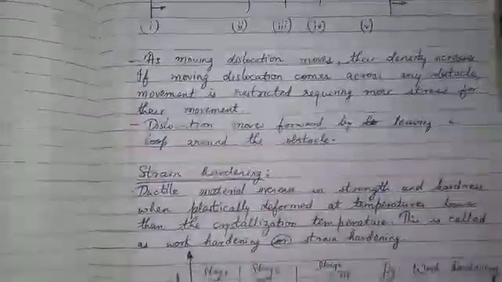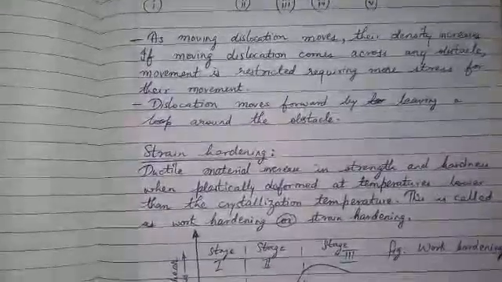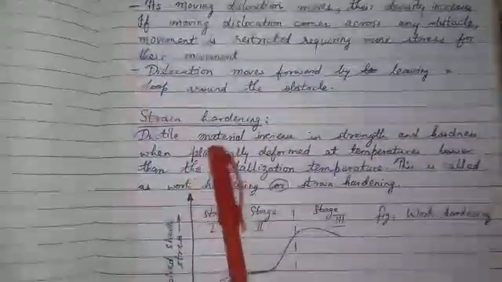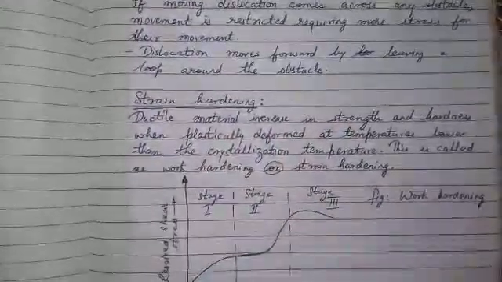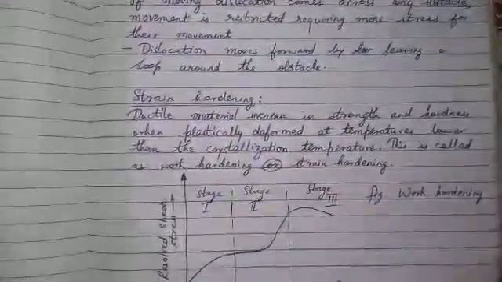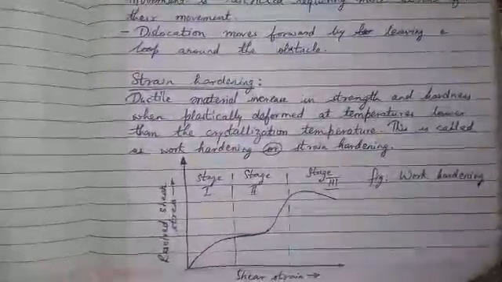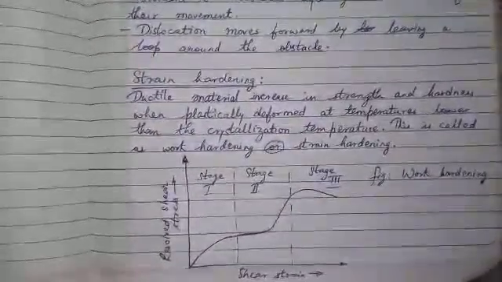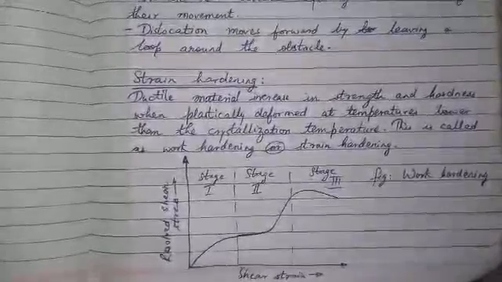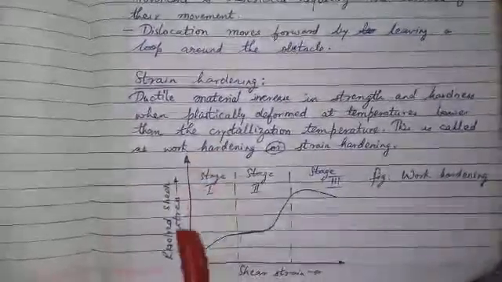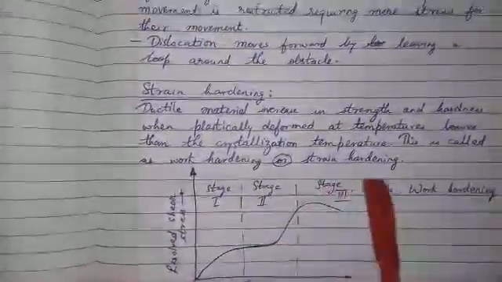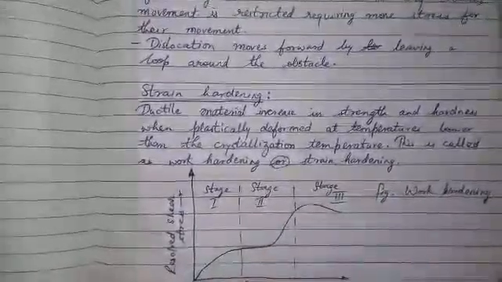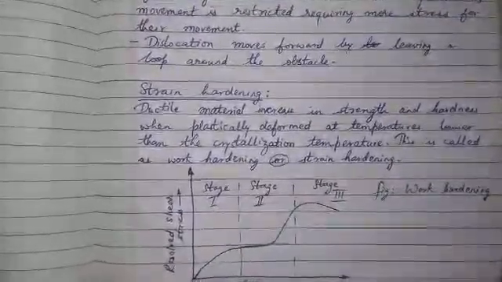Then strain hardening, because this question is about dislocation and strain hardening. Strain hardening: a ductile material increases in strength and hardness when plastically deformed at temperatures lower than the crystallization temperature. This is called work hardening or strain hardening. As you can see over here, resolved shear stress, and this is the shear strain, stage 1, stage 2 and stage 3, and this is the figure for work hardening or strain hardening.